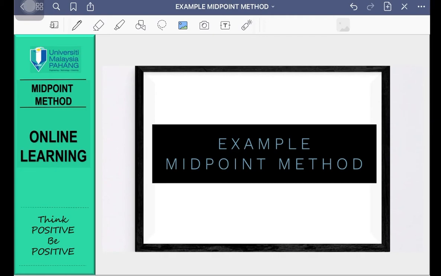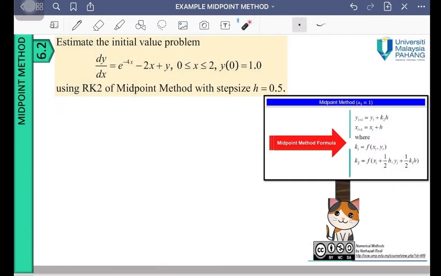So now let's discuss together an example of the midpoint method. By referring to the same example as in Heun's method, now we're focusing on the midpoint method. You are asked to estimate the initial value problem for the first order dy/dx equals exponent negative 4x minus 2x plus y, where x is defined between 0 and 2. We're only interested in this range.